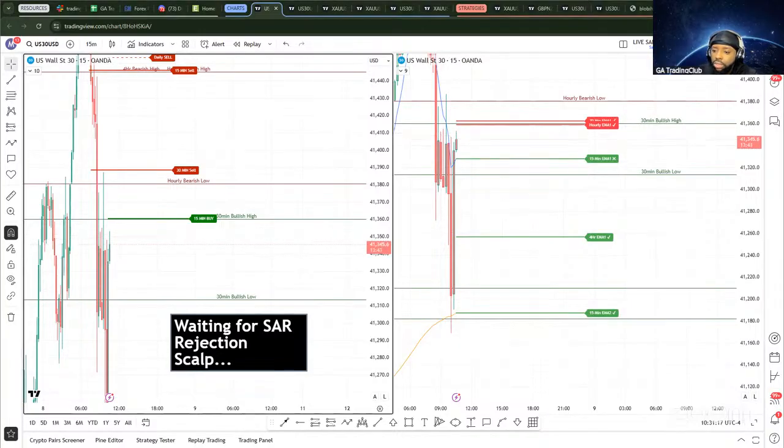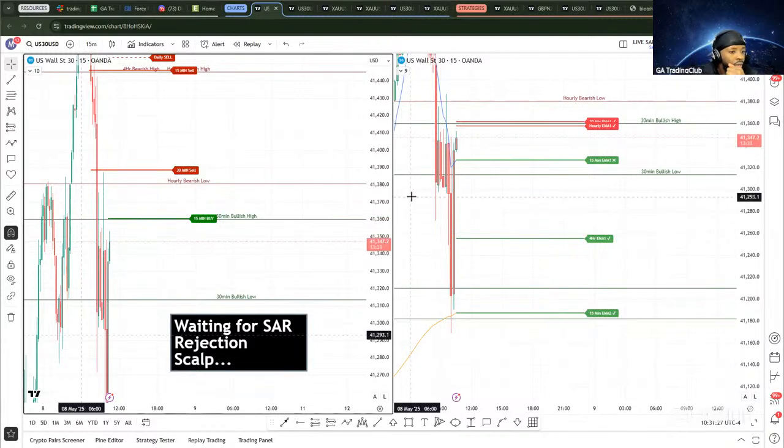Gold rejection support, no entry. 15-minute US 30 rejection support. Nothing here.